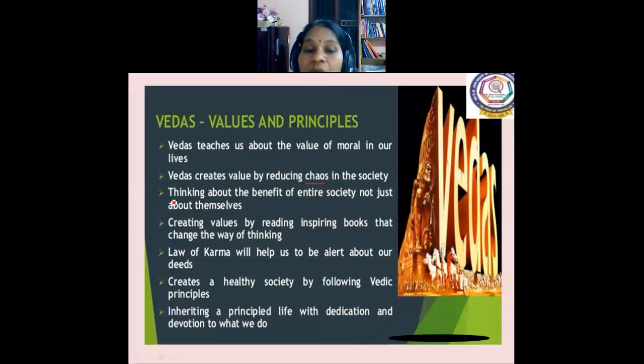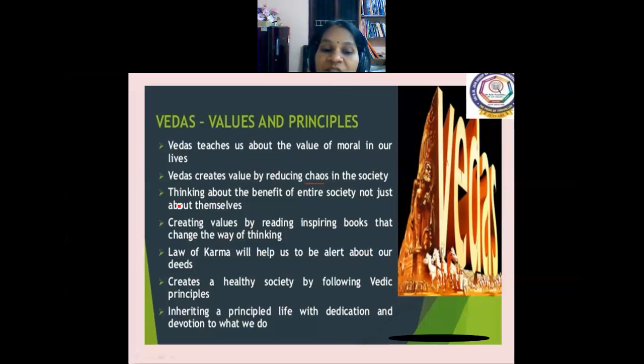Thinking about the benefit of the entire society. Always we think about ourselves. Not only that, we have to think about the society also. Creating values by reading inspiring books that change the way of thinking. Say cartoon, comics books and all, we should read that also, but we have to read the inspiring books. It should inspire our life. That type of books we have to read.